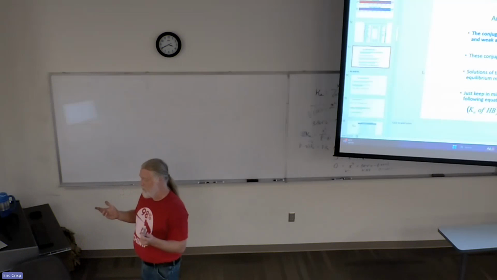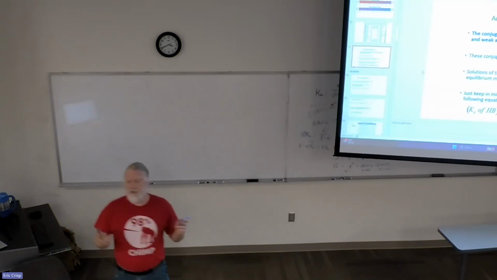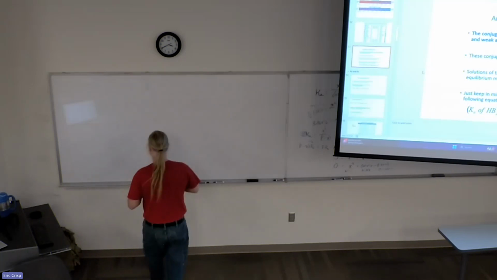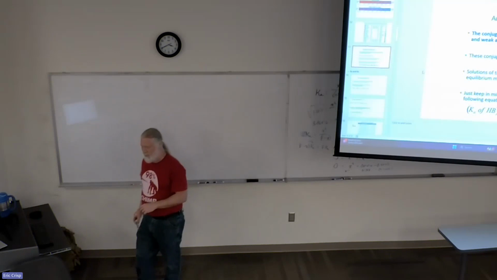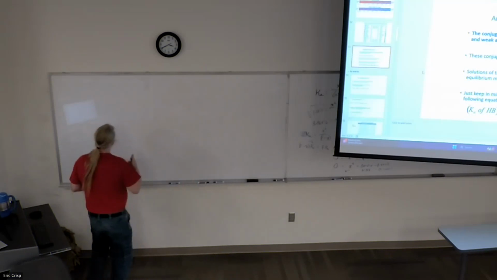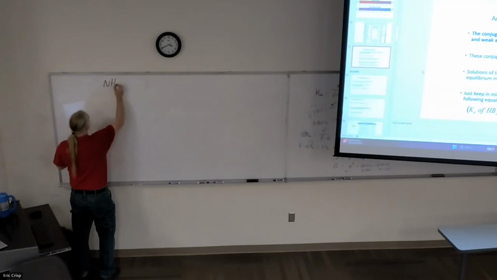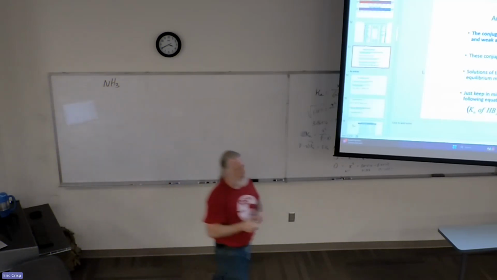Oh, how about ammonia? We did ammonia, right? Okay, so we're going to mix some ammonia in water, and I want the pH. Okay, so let's make up a problem here. So, Allison, you'll look up the Kb for ammonia. So, ammonia is NH3, and I'm going to call it a base.